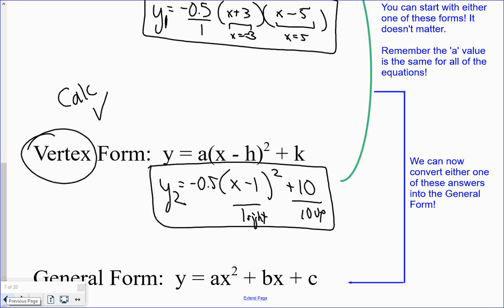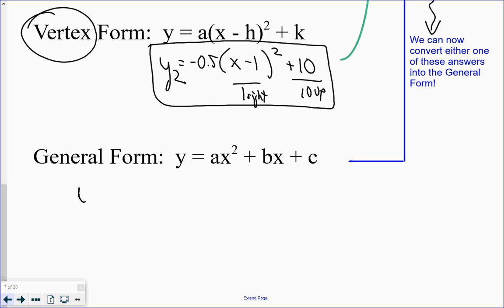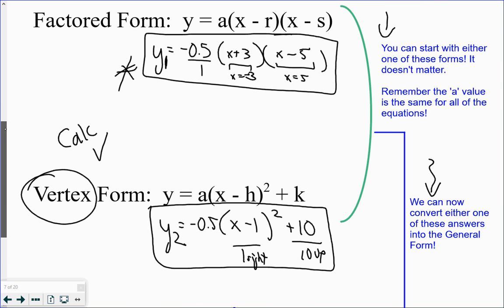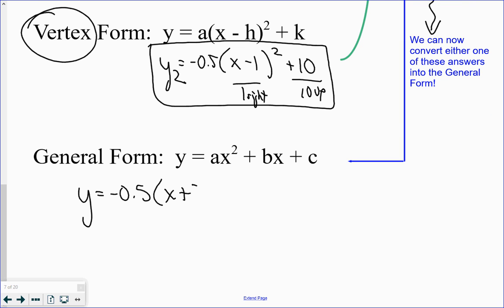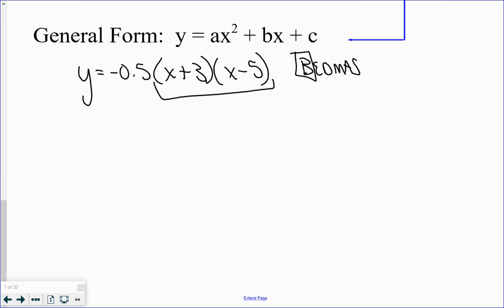Now, once you've got it to this point, we can now convert either one of these answers into general form. Usually the easier one to convert is the factored form. So I would always recommend you go with that one. It's just a little bit easier algebra. So I'm just going to bring it down here and write it out again. So it was x plus 3, x minus 5. Okay, so we're going to do some basic BEDMAS here. In BEDMAS, the first letter you see is B, and B is brackets. So I'm just going to multiply those brackets out.